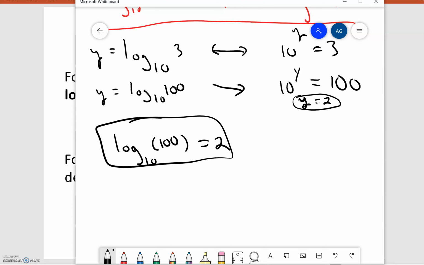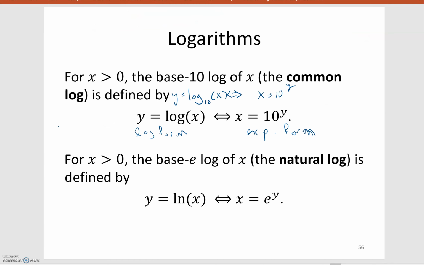Okay. All right, so back to this slide. We define this log base 10. Right underneath here we have another very important log, arguably more important log, especially for us, and that's the base e log.